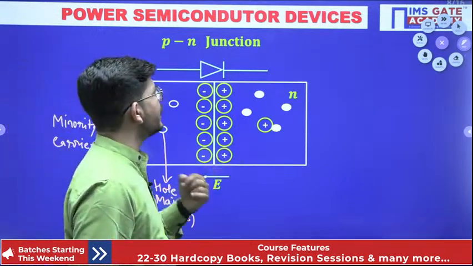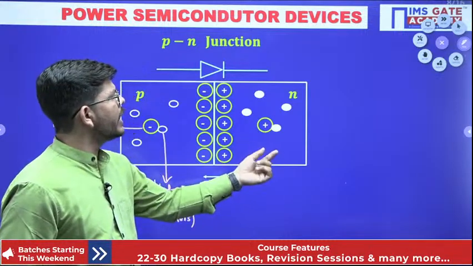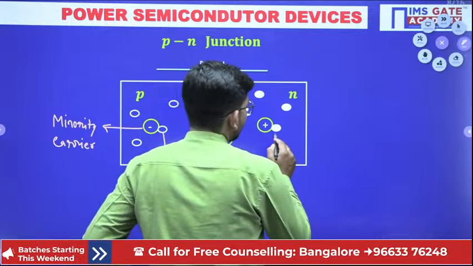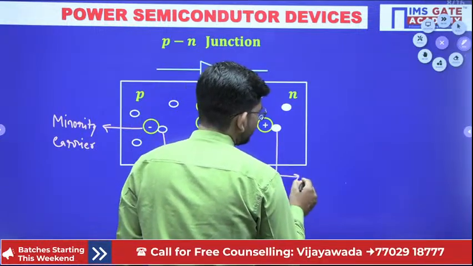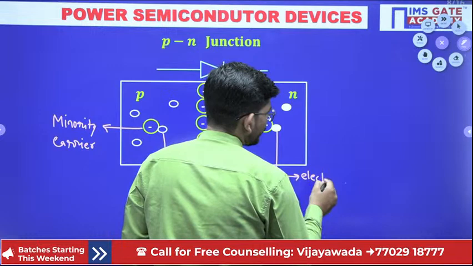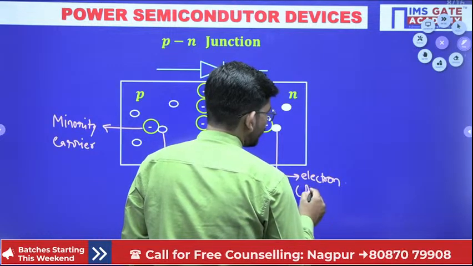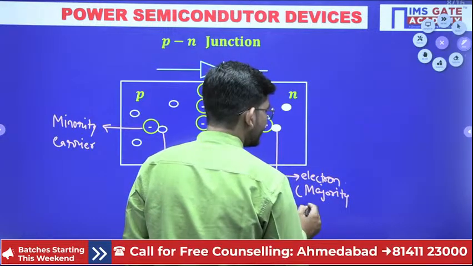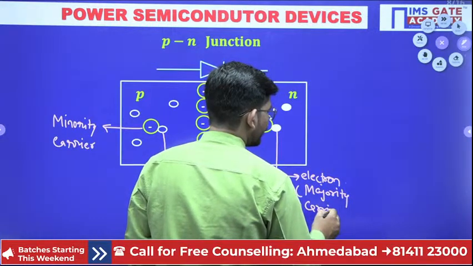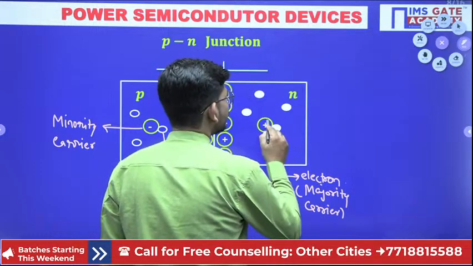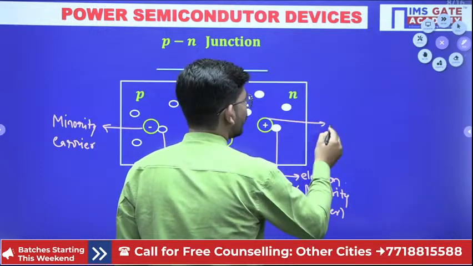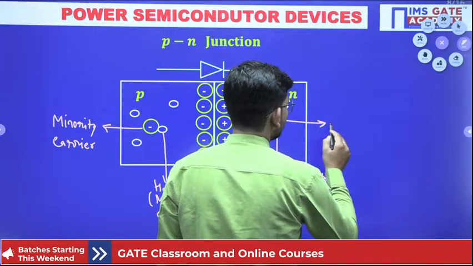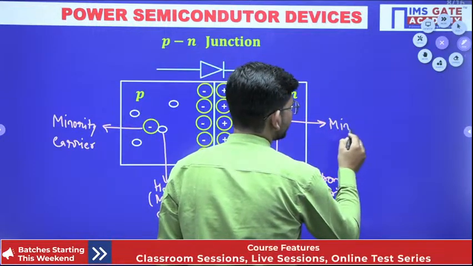Similarly for N type, we have electrons present in majority. This is an electron, and they are the majority carriers in N type because their concentration is very high. And we have these charges which are immobile, the donor ions, we can say.